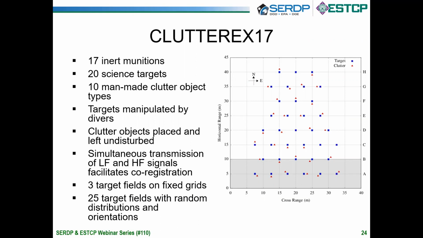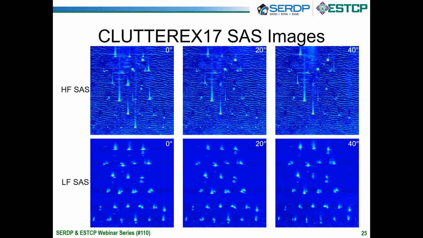One unique thing about both the BAYX and the CLUTTEREX experiment is that we were able to simultaneously transmit both high and low frequency signals, which allows us to generate high frequency and low frequency SAS images that are co-registered. What I'm showing here is three examples of the high frequency and three examples of the low frequency synthetic aperture sonar results.